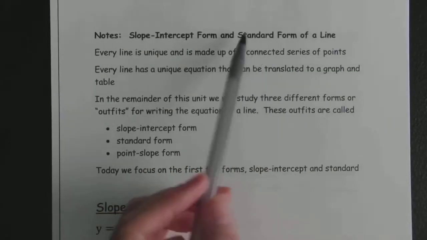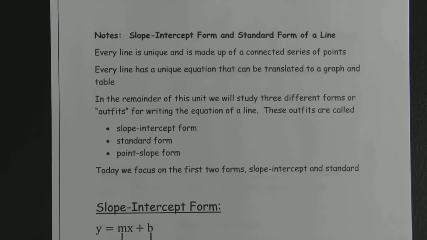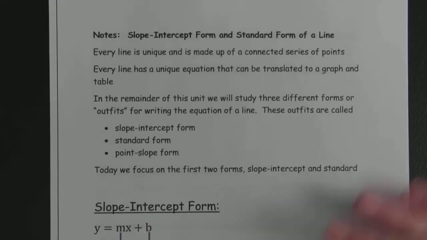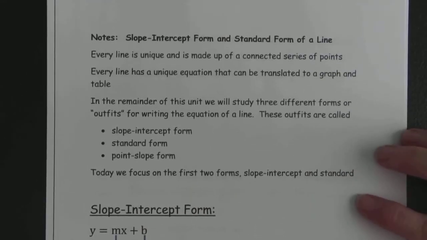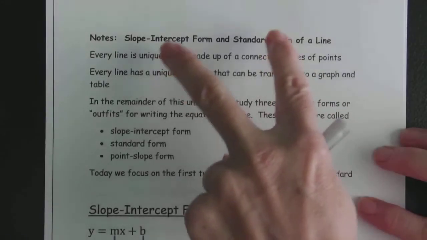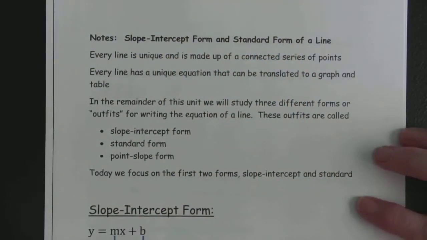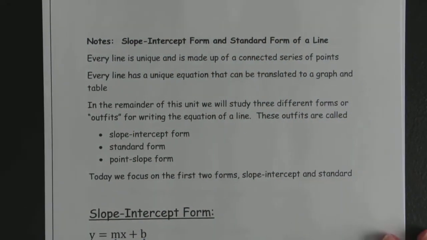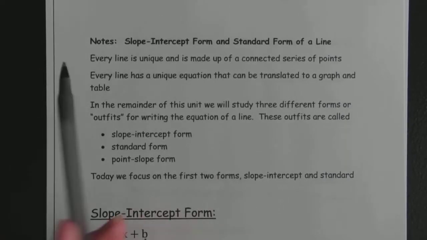So we just got done finishing up slope and the slope formula, and now we're going to get into writing equations of lines in these two forms. So let's just start by reading through. This first page is just a lot of reading, so let's just go through it.